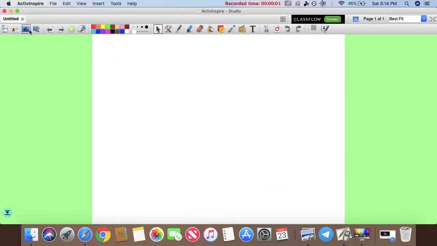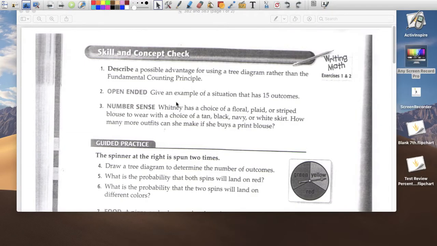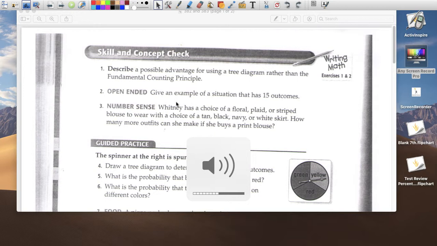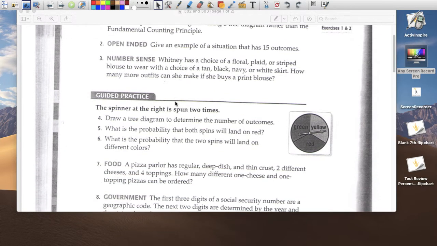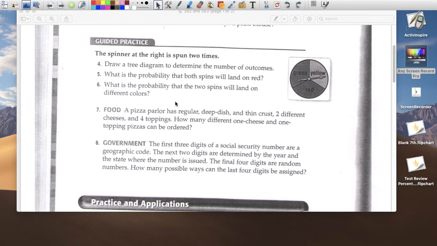Alright, second video. This one was on probability. I think it was number 4, right? Draw a tree diagram to determine the number of outcomes. The spinner at the right is spun twice. So let's see if I can do this.